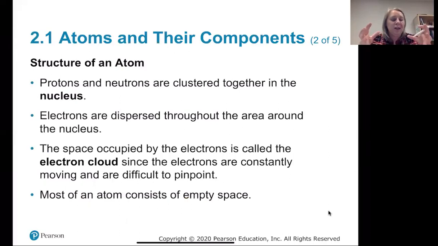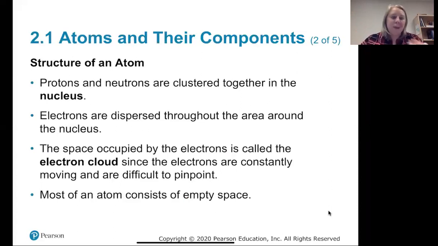What's really cool is that this means most of an atom is empty space. Even things that we think are hard or solid, like the desk you're at or the computer you're working on, are really mostly empty space, because the electrons take up the most amount of space in an atom, but they're always moving around. So there aren't that many inside of a huge space.